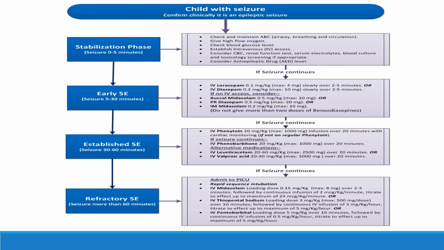If no response or if not available, you can use IV thiopental sodium with a loading dose of 3 mg per kg over 10 minutes, followed by continuous IV infusion of 3 mg per kg per hour, and titrate to the desirable effect to a maximum of 5 mg per kg per hour, or IV phenobarbital loading dose 5 mg over 10 minutes, followed by continuous IV infusion of 0.5 mg per kg per hour, and titrate to the desirable effect. Sometimes we need to commence the patient on general anesthesia to control his seizure condition.